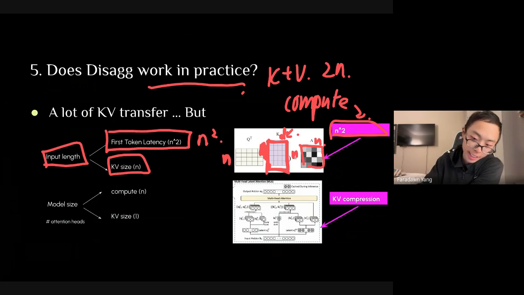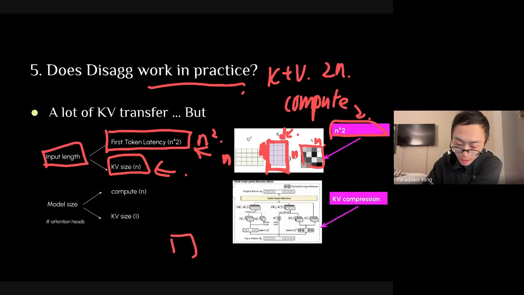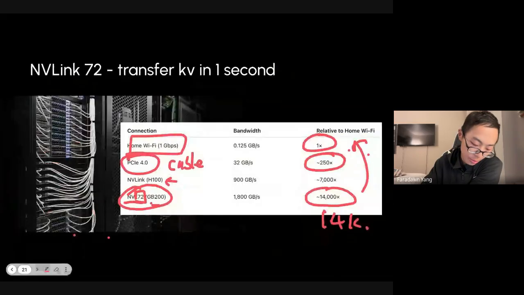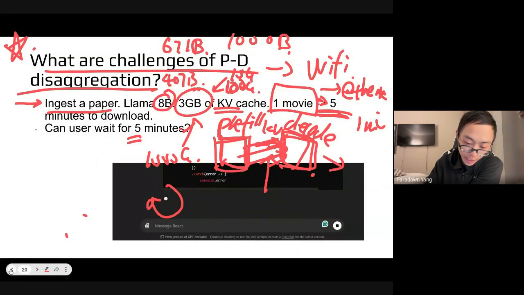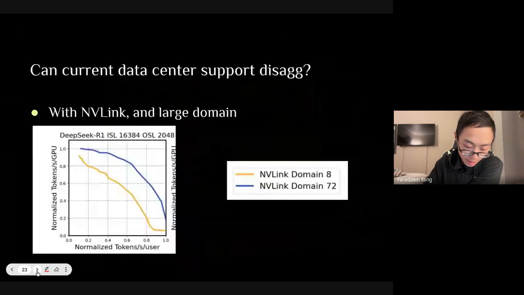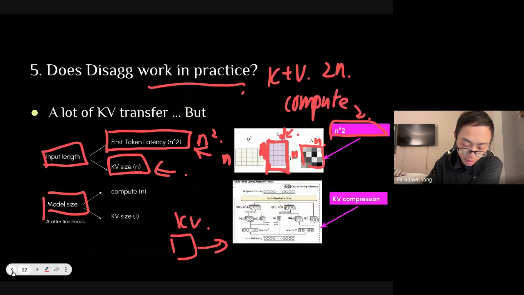Therefore, the bottleneck is at the compute instead of the KV. So the KV size won't grow that much. So you can transfer the KV easily without letting it stall your first token output. Second, as we discussed, if a model gets super big, your KV cache will also be big. So will that be a problem?